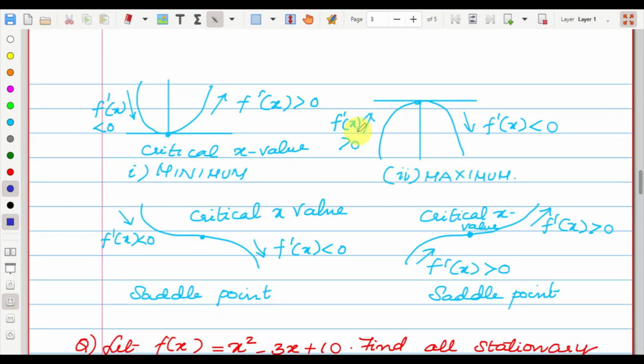If in this curve, in this region, f dash of x is greater than 0 and in this region f dash of x is less than 0, that is a maximum. Considering the saddle point, we need to consider 2 points in this region and in this region. In this region f dash of x is less than 0 and in this region f dash of x is also less than 0. So in both regions f dash of x is less than 0. In the other saddle point, f dash of x is greater than 0 in both regions. So we have two types of saddle points.